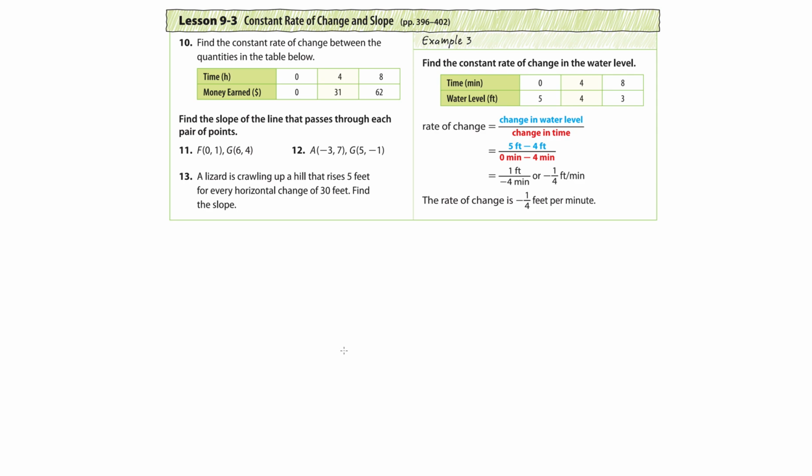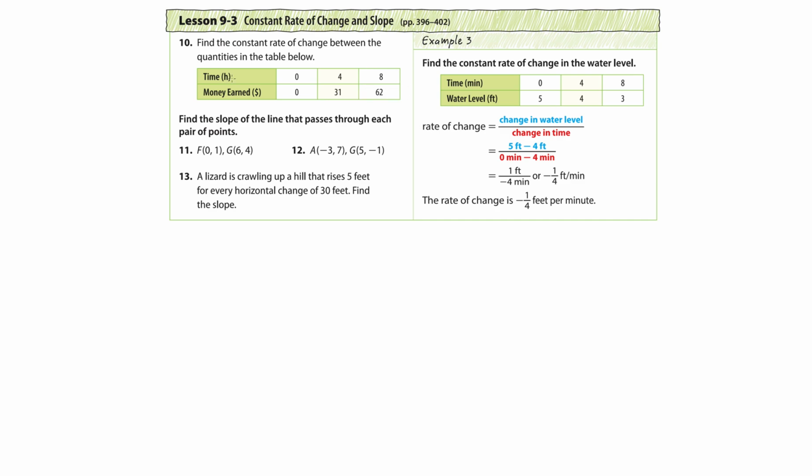Alrighty, continuing on with the review. Lesson 9.3 was on constant rate of change and slope. Maybe you're thinking these are two different things, but rate of change and slope are pretty much the exact same concept. A line has a constant rate of change. The slope of the line is a measure of that constant rate of change.